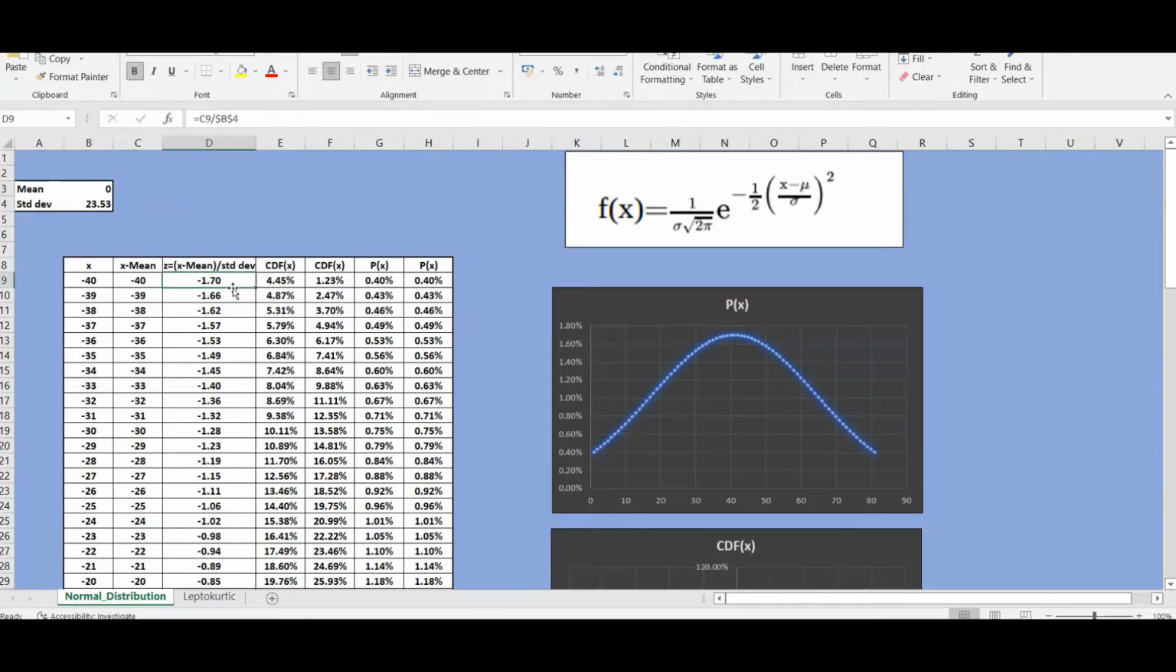So the Z value for the whole data set has been calculated. The formula for Z is X minus mean. So the distance between your data point and your mean is calculated in column C. If you divide this distance of the data point from the mean by the standard deviation, you get your Z value. So this is the Z value.